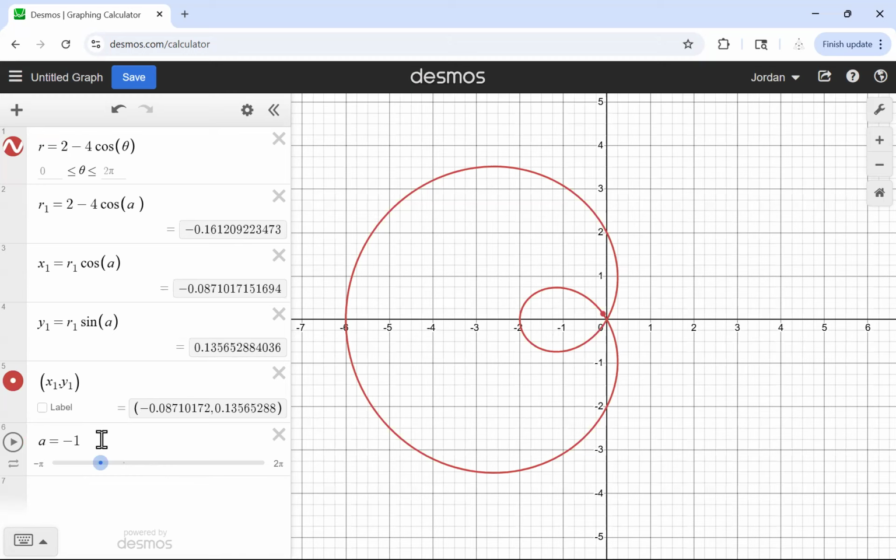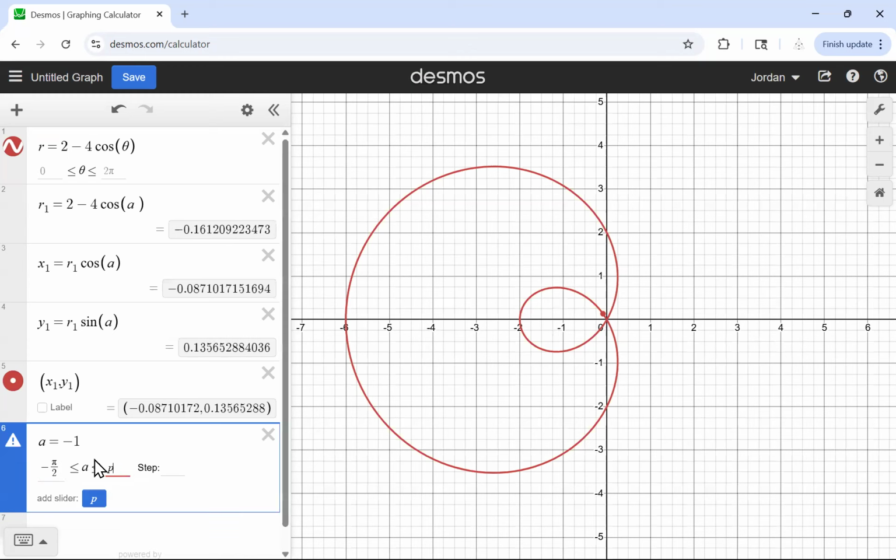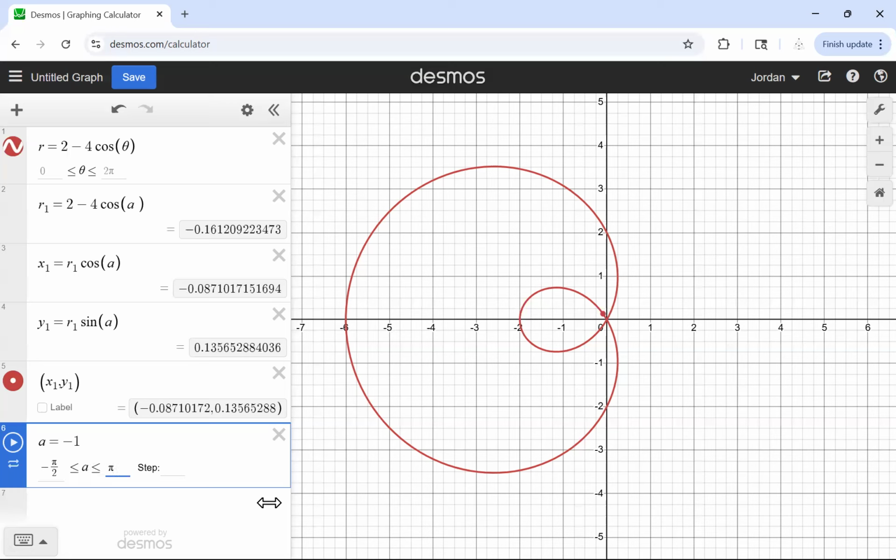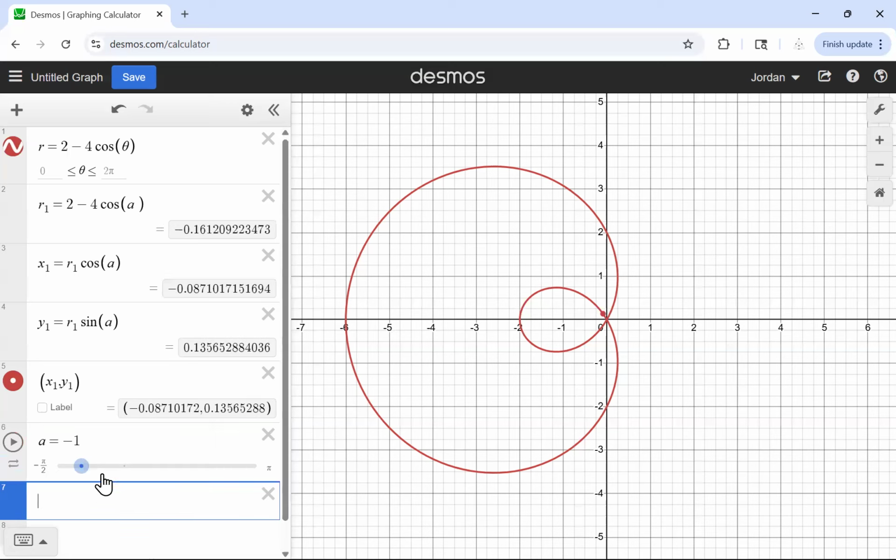It's hard to see in this case, but let's change this to pi over 2 and this to positive pi, maybe it'll make it easier. Oh, there we go. We get close to the origin at about negative 1.05, which hopefully you can recognize is about negative pi over 3. And then you start going around.